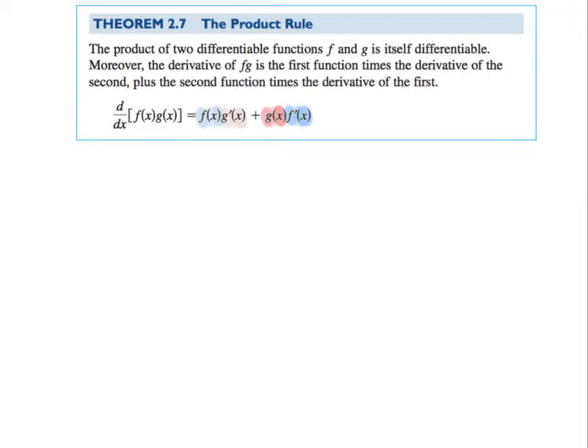Or another way you can say that is the derivative of f times g is the first times the derivative of the second plus the second times the derivative of the first. So let's try a few examples using the product rule.